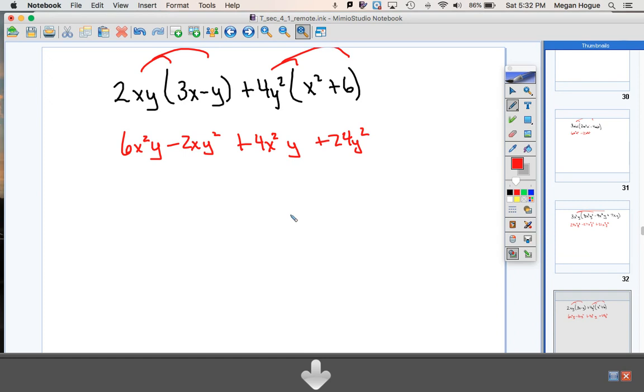We may have some like terms here. I have an x squared y and an x squared y. Altogether, I have 10 of them, so 10x squared y. Remember, we're not adding the exponents when we add the terms. These two are not like terms. You can put them down in either order. I don't really care. Just make sure the negative is with the 2 term here. We have positive 24y squared.